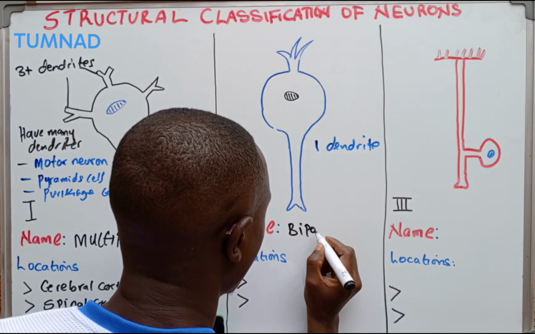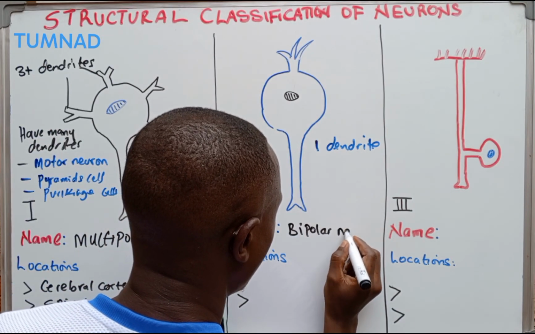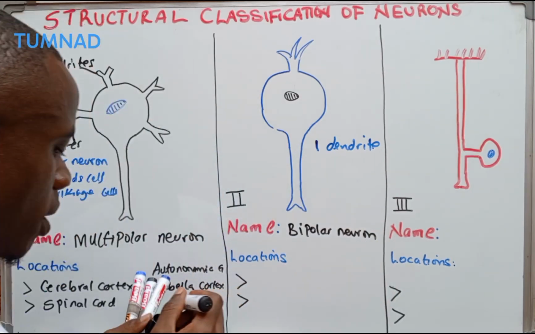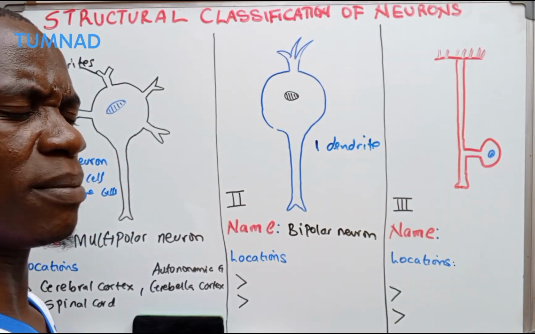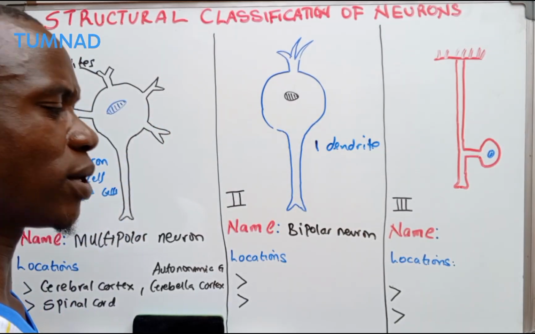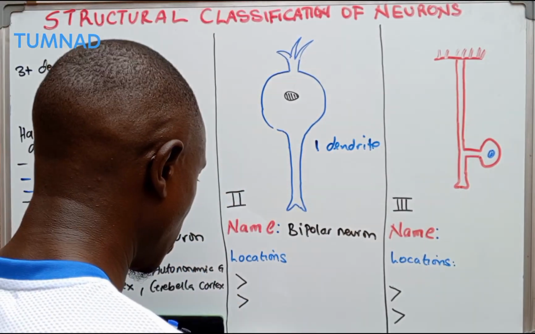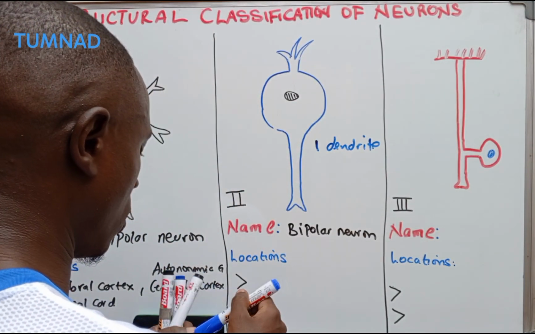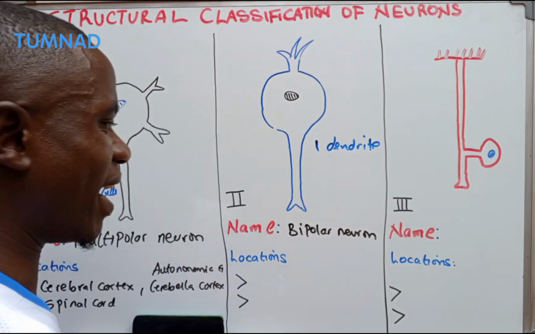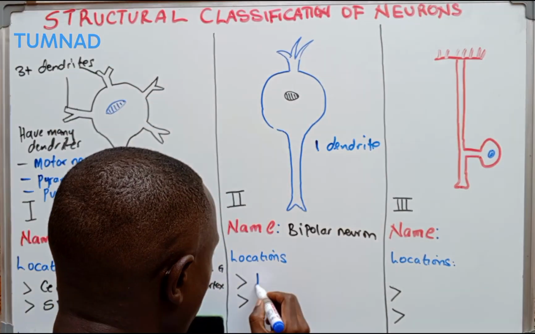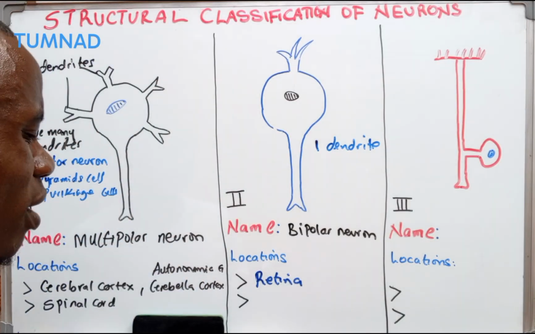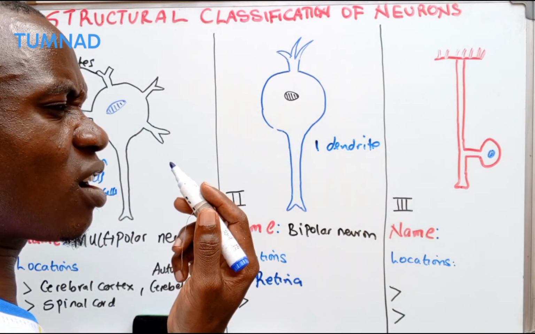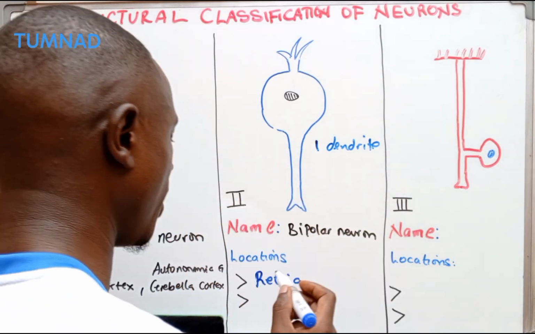Okay? What we call bipolar neuron. Now these kind of neurons, where do we find them? These kind of neurons are super embedded in what we call the spatial senses. For example, we can find them in the eyes, and specifically in the retina, and then we can also find them in the roof of the nasal cavity where we have the olfactory epithelium.